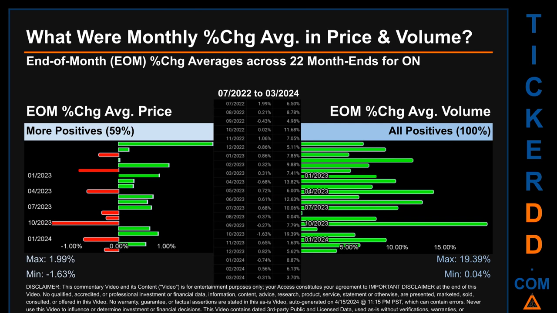Price saw an end-of-month max of 1.99% in average percentage change along with a minimum of -1.63%. For volume, the maximum and the minimum monthly percentage change were respectively 19.39% and 0.04%.